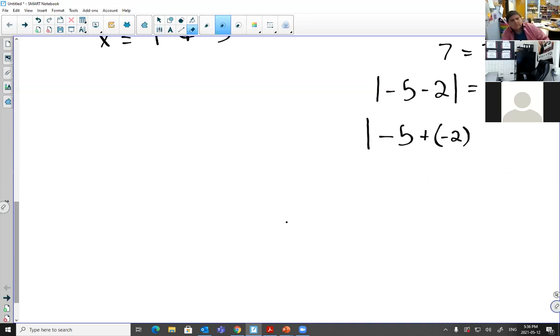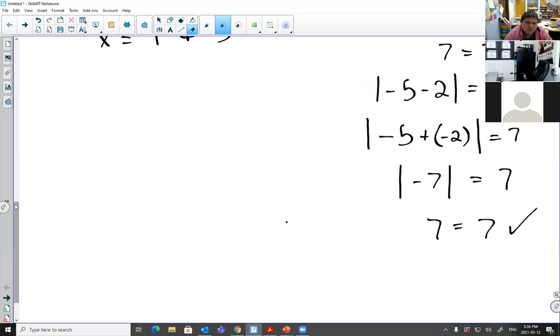You guys ever seen that before? What I just wrote? Yeah, you learned that back in middle years, but you're going to have to teach that, by the way, too. It's called adding the opposite. When you subtract something, it's the same as adding the opposite sign on it. Well, if we do this, -5 plus -2 is -7. And what's the absolute value of -7? 7. So that one also works.